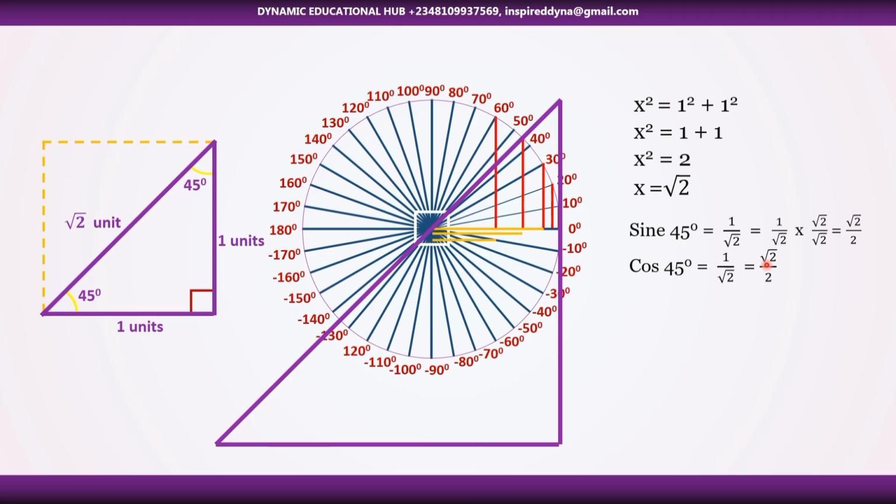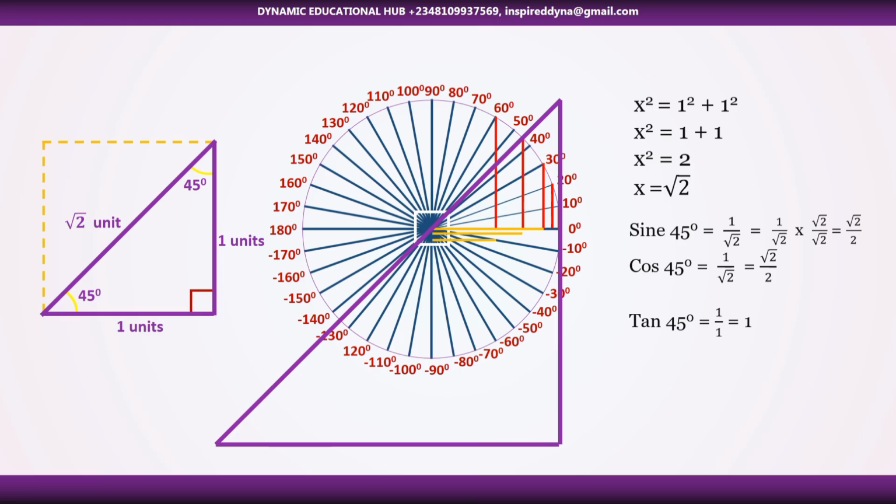And the next is tan 45. Now tan 45 is sine 45 divided by cos 45, or you use opposite divided by adjacent. You can do it the same way. What is the opposite? 1. What is adjacent? 1. 1 divided by 1, you still get 1. So tan 45 degrees is 1 over 1, which is 1. Or 1 over root 2 divided by 1 over root 2, that is 1. Root 2 over 2 divided by root 2 over 2, that is 1. That is tan 45. We can see how we use this to get the value of sine 45, cos 45, and tan 45.